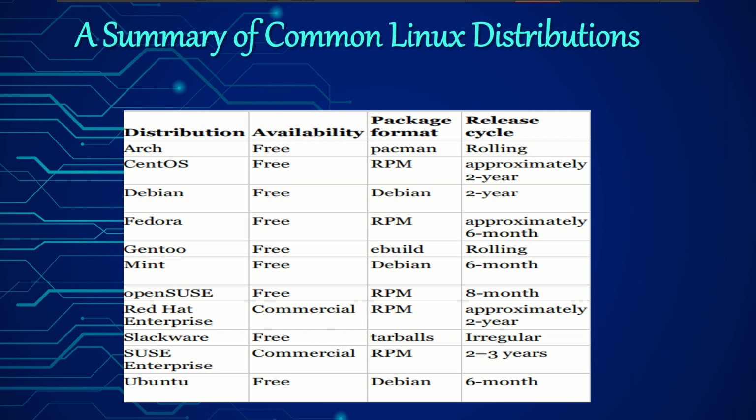What is availability? Most Linux distributions are entirely open source or free software. However, some include proprietary components and are sold for money, typically with a support contract. Red Hat Enterprise Linux or RHEL and SUSE Enterprise Linux are two of the most prominent examples of this type of distribution.